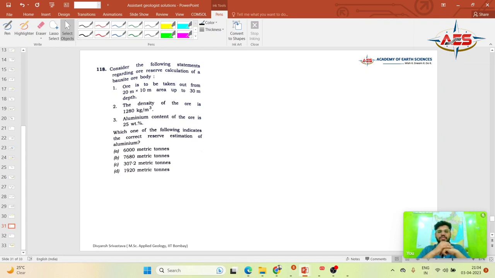Consider the following statements regarding ore reserve calculation. So, okay, there's a numerical. They have provided you some information like what is the dimension of the ore body, what is the density of the ore body, and what is the metal content. Okay, metal content, 0.258%. So what do we have to calculate?